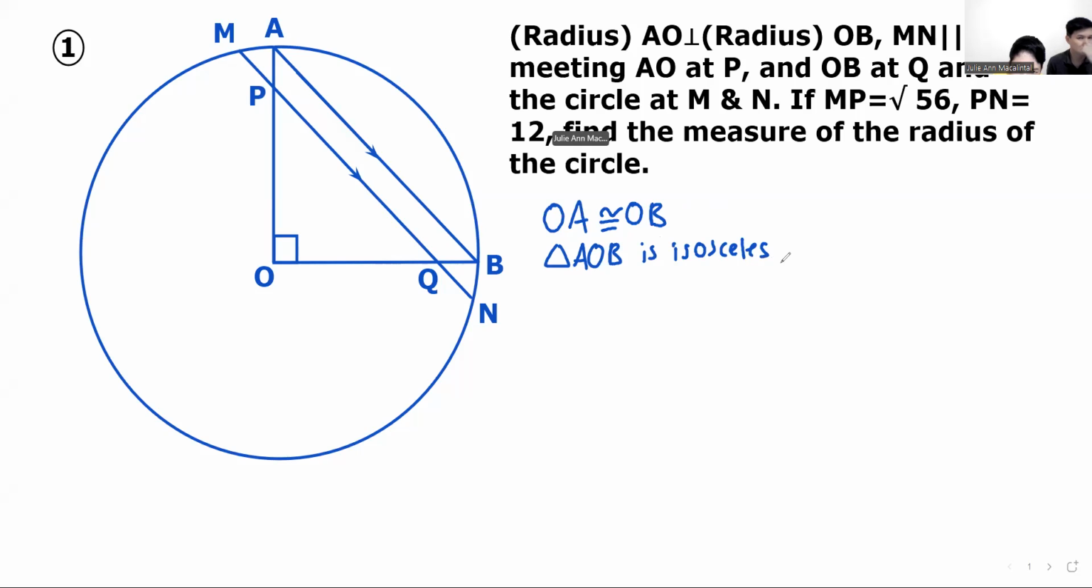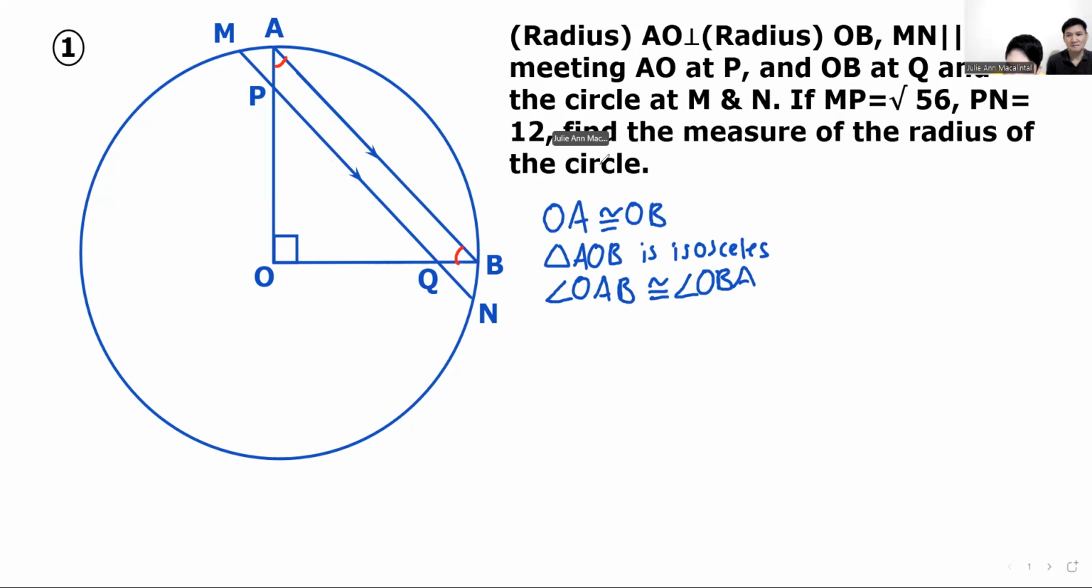If AOB is isosceles, then angle OAB is congruent to angle OBA. I will put marks here, this one and this one.